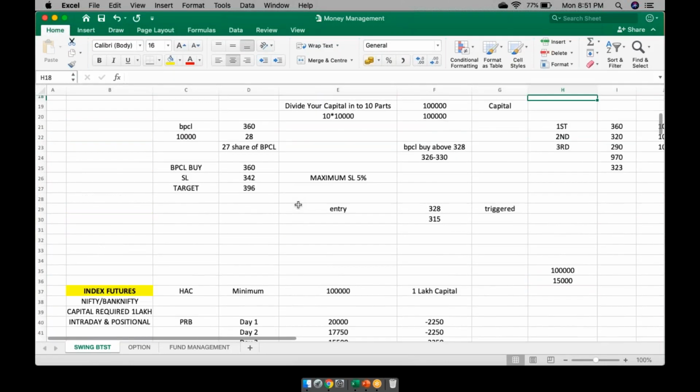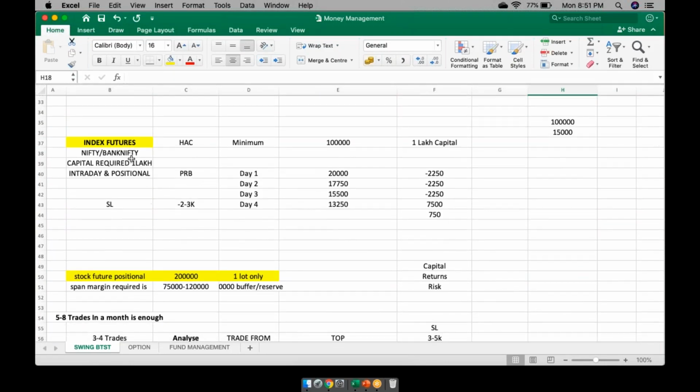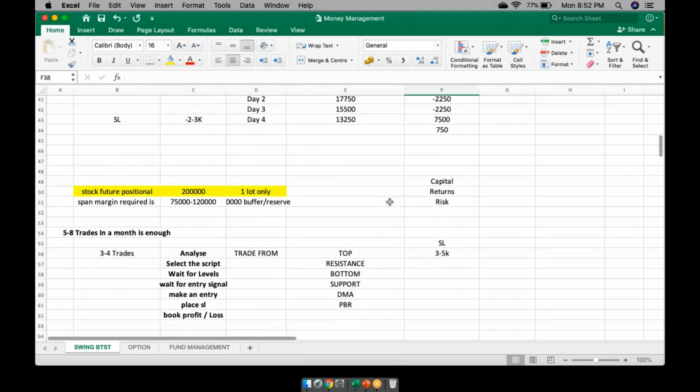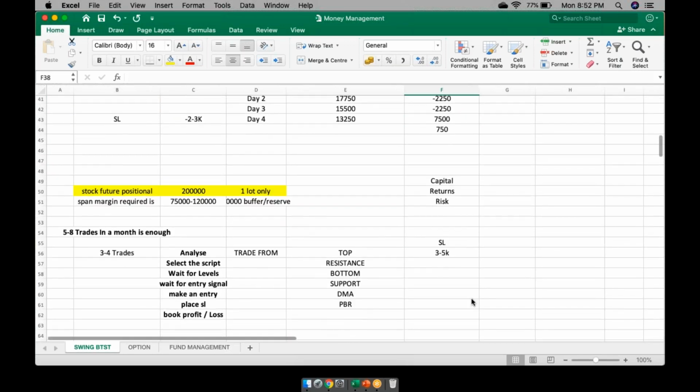So coming back here, you can see index futures, in the sense Nifty and Bank Nifty, the capital required is 1.5 lakh as per today's SPAN margin for intraday and positional. And the students who have completed the webinar videos can trade with HSC and PRB. For the new students, please do not take this so seriously. We are going to learn the same things in the upcoming classes.